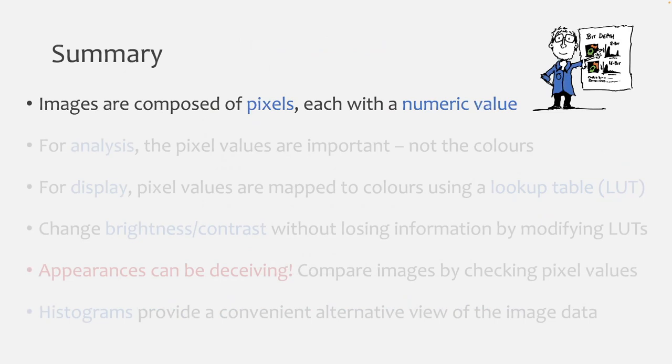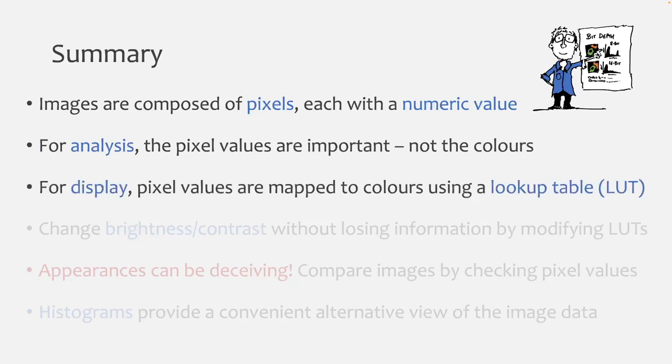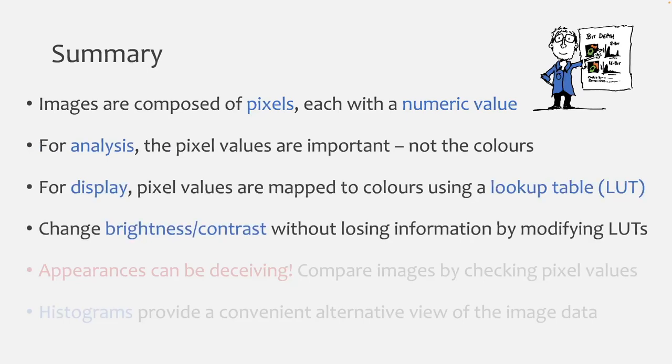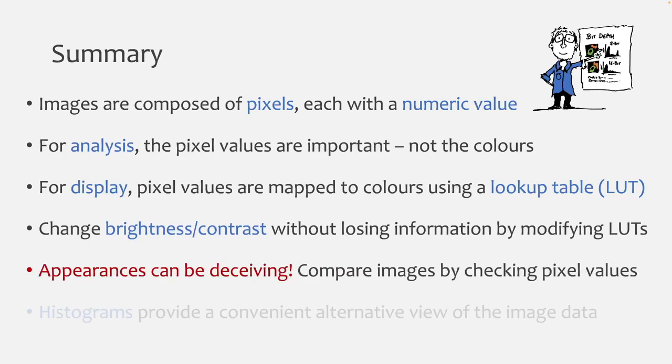So that's really it for part one. To summarize then, images are composed of pixels and each pixel has a numeric value. When it comes to analysis, the pixel values are important, not the colors that they're displayed with. That really comes from the lookup table. You can change the brightness and contrast without losing information if you only modify the lookup tables. But not every software is necessarily going to do that if you change the brightness and contrast, so that's the reason why we're using ImageJ here.